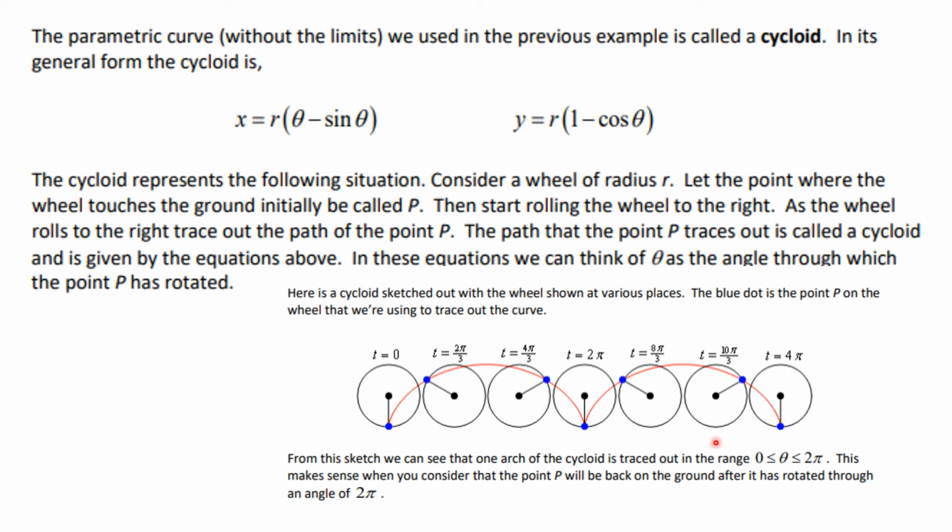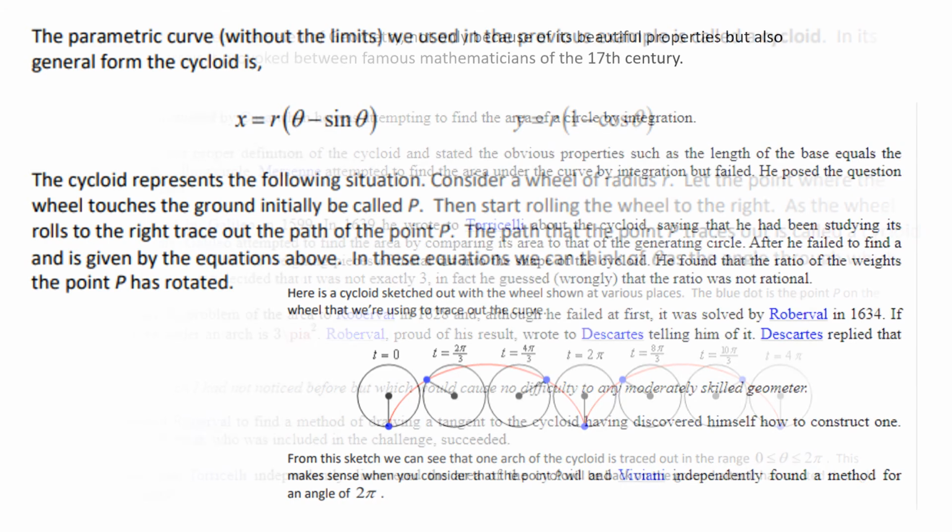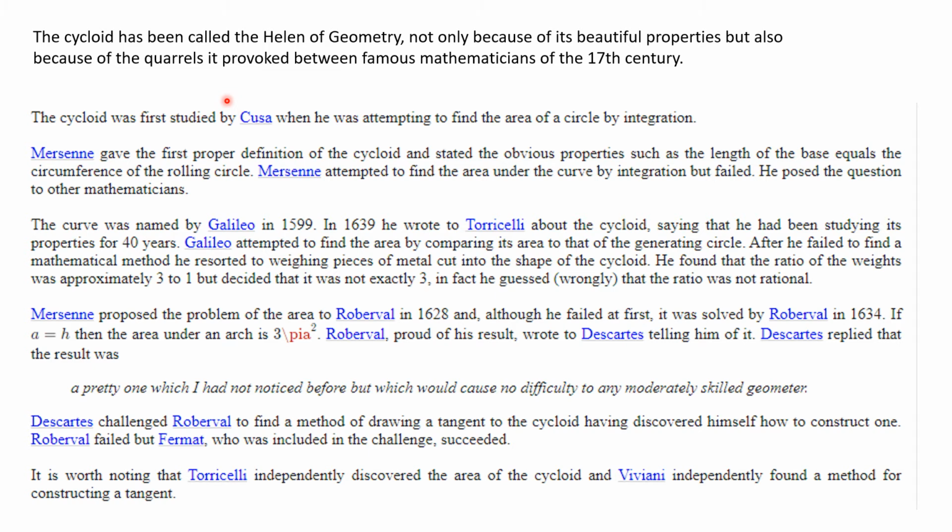Now you might say, okay, that's interesting, but it actually is very interesting and has been for a very long time. The cycloid, in fact, has been called by some the Helen of geometry, after Helen of Troy, not only because of the beautiful properties, and I could teach an entire course on the cycloid, but also because of the quarrels that it provoked between famous mathematicians in the 15th through 17th century.